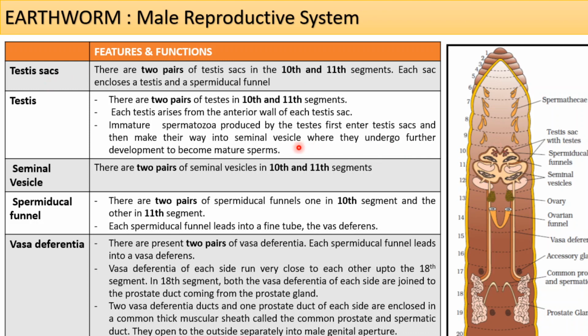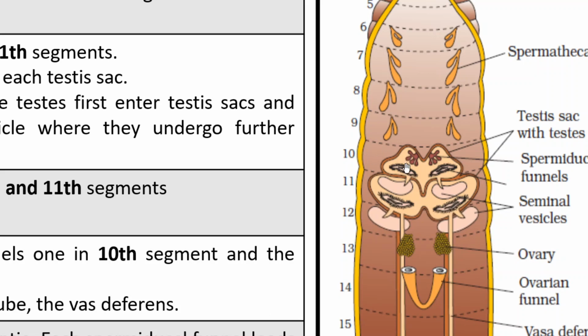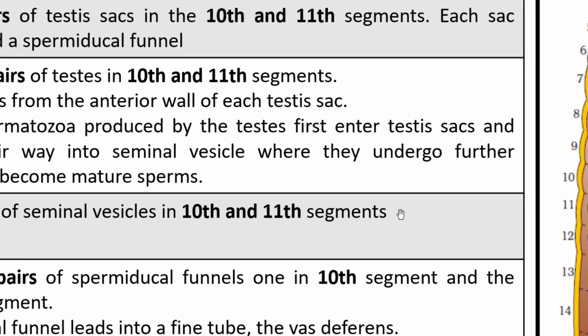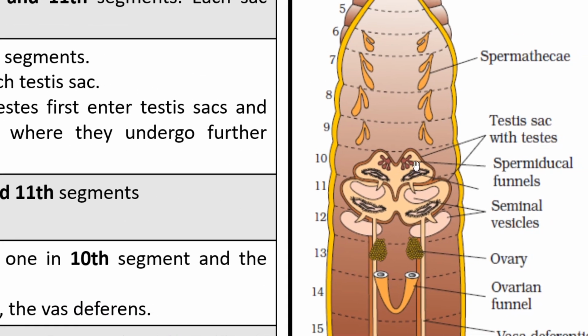The male reproductive system has got the testis sac with the testes. Now let's have a look closely. थोड़ा सा मैं zoom करता हूं, ये देखो, can you see the testes, right? क्या लिखा है देखो, testes two pairs in the 10th and 11th segment. 11th segment testes अपने को दिख नहीं रहा है यहाँ पे. And the enclosure is the testis sac. So testis sac with testis, तो 10th और 11th दोनों segments में आ जाएगा.